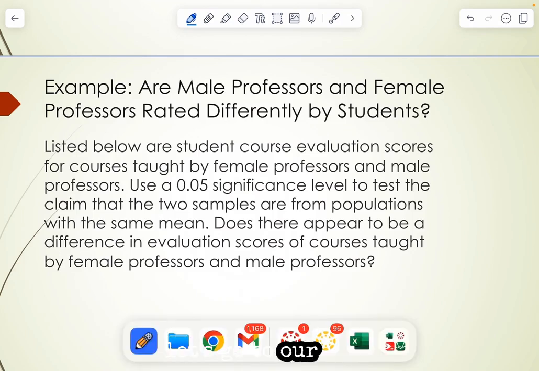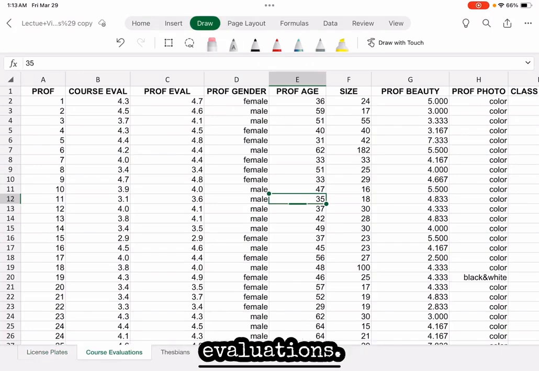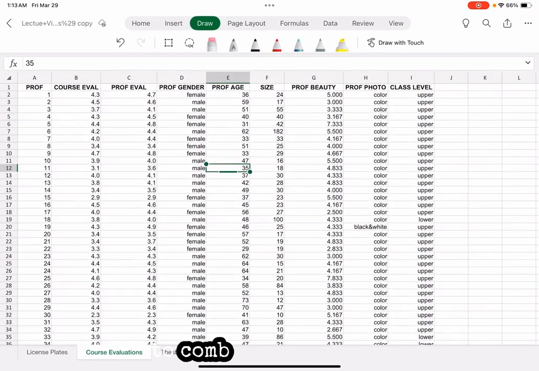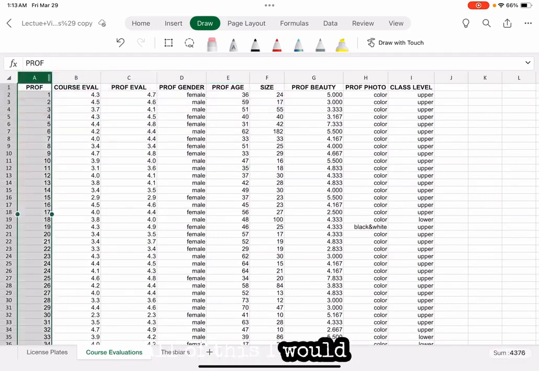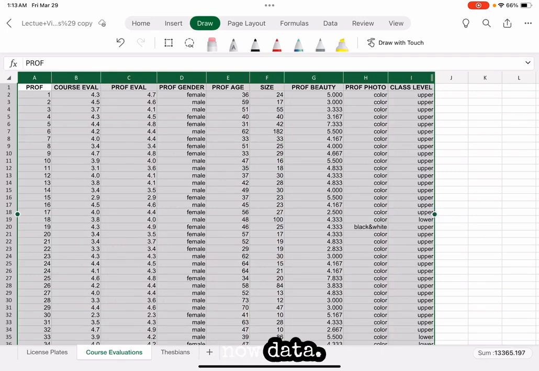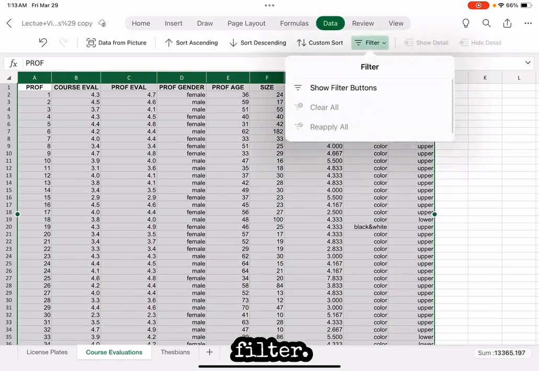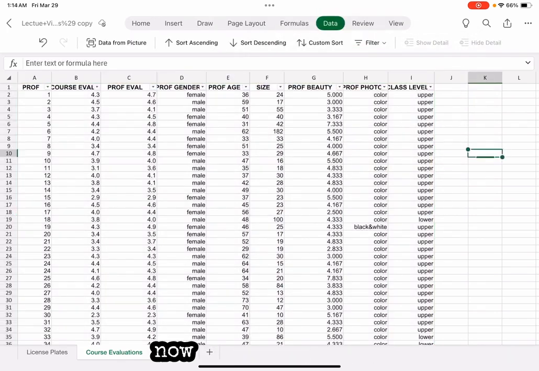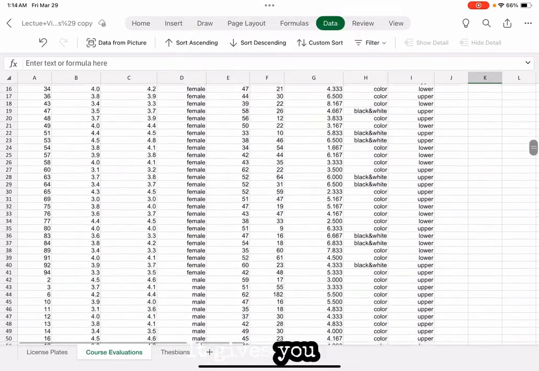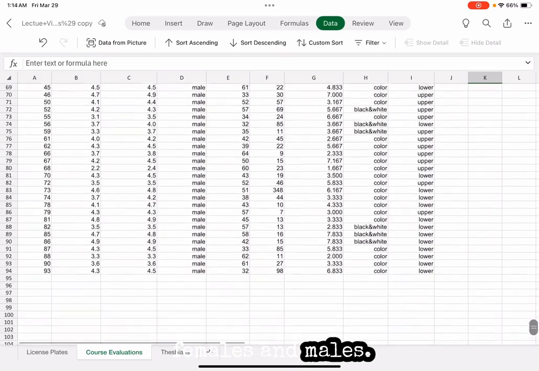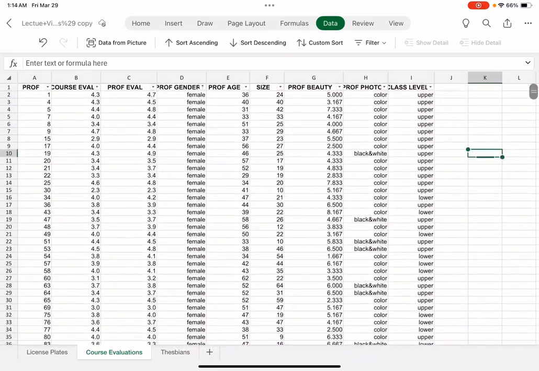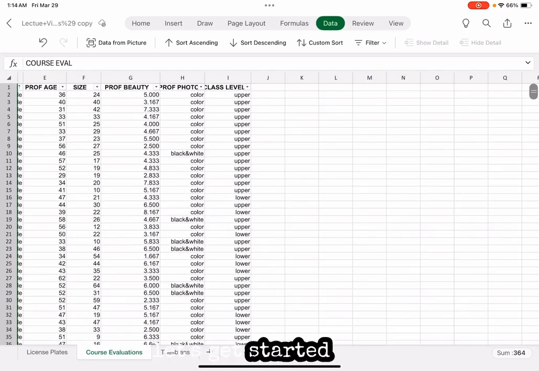Let's go to our data. I'm going to course evaluations. This one's got a lot of data to comb through. First thing, I'm going to select all of this, because I would like to make my 2 samples. Now, Data, Filter, Show filter buttons. Great. Now, professor gender gives you the females and the males, and then we have the course evaluations in that column. Let's get started here.